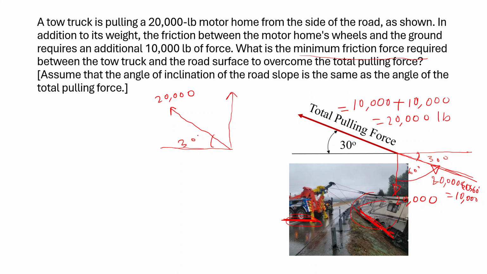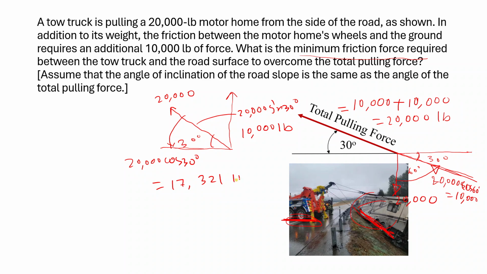That is 30 degrees. So if we resolve that in this direction, that's going to be 20,000 cosine 30 degrees, and the vertical direction would be 20,000 sine 30 degrees, sine 30 is half. So the vertical component would be 10,000 pounds. And this component I calculated, 17,321 pounds.